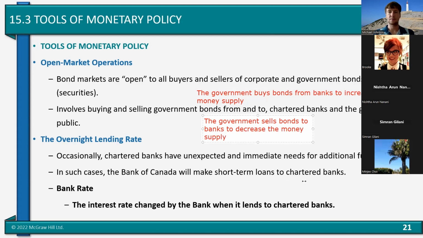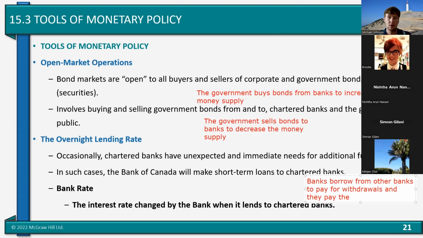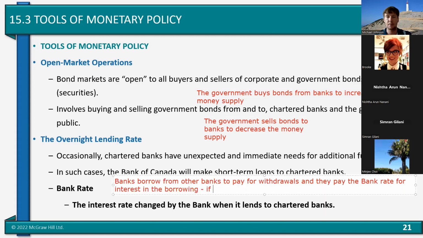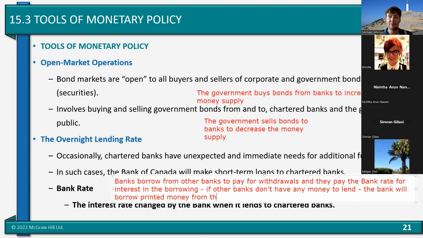And then banks borrow from other banks to pay for withdrawals, and they pay the bank rate for interest in the borrowing. And like I said before, if other banks don't have any money to lend, the bank will borrow printed money from the Bank of Canada.